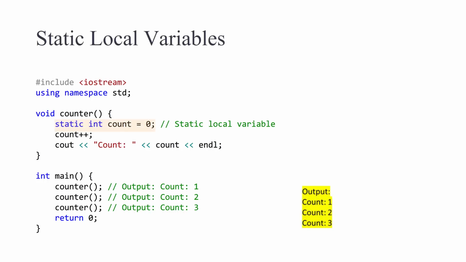In this example, the count variable is declared as a static local variable. Within the counter function, each time the counter function is called, the value of count is incremented and printed. Since count is a static local variable, it retains its value between function calls. So the output shows the value of count increasing with each function call.